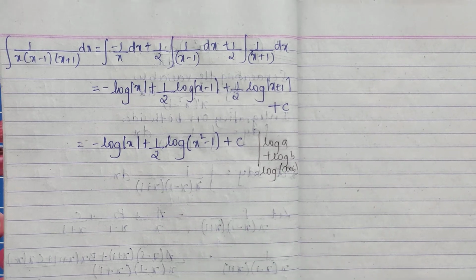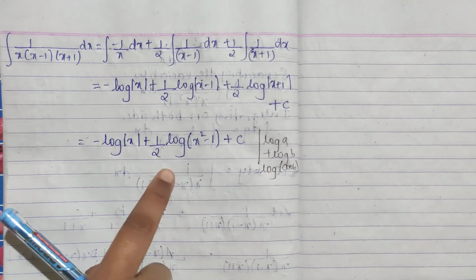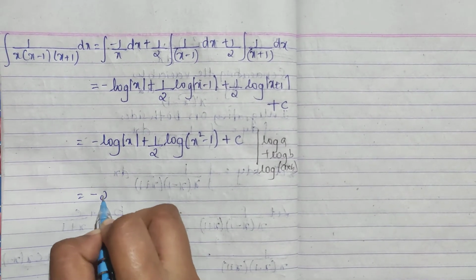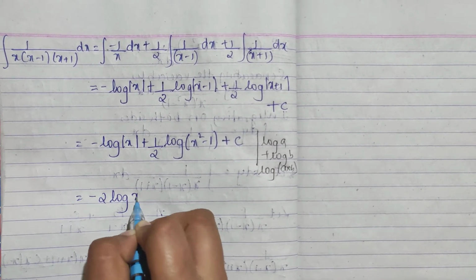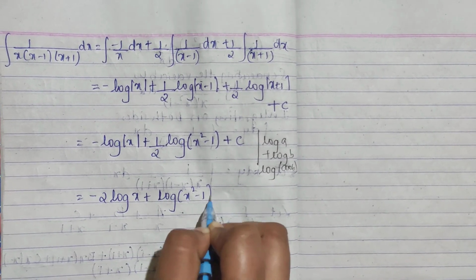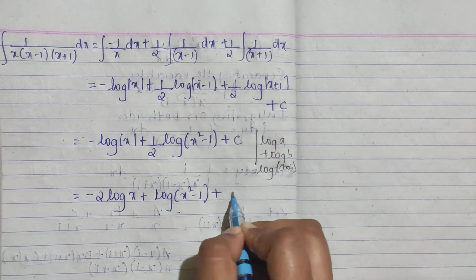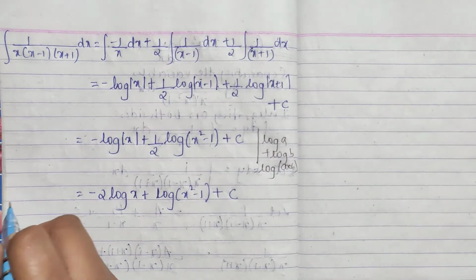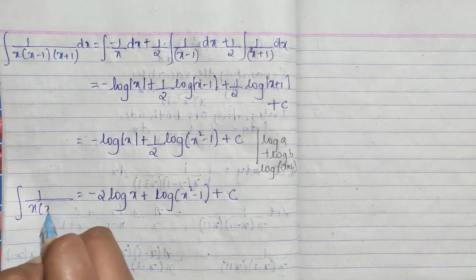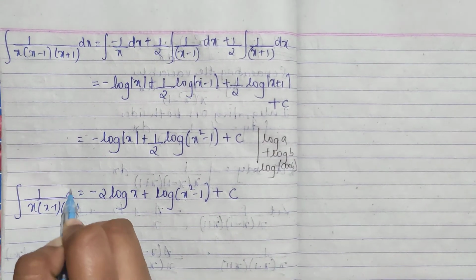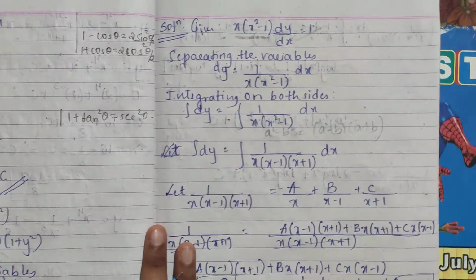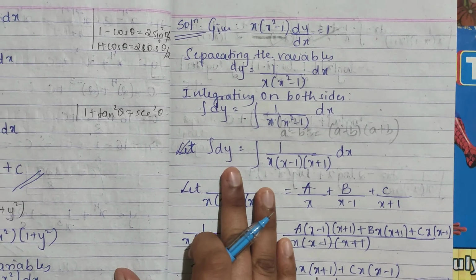After this, here also you can take 2 as your LCM. So this becomes minus 2 log x plus log of x square minus 1. Even this 2c, this whole you can take as c only, not necessary. It's okay. So your integration of 1 by x into x minus 1 x plus 1 dx, you are getting this much. So we will substitute it in your actual part. What was your actual term? This, right? You can take it as equation 1.